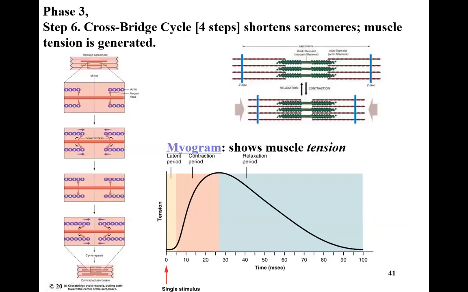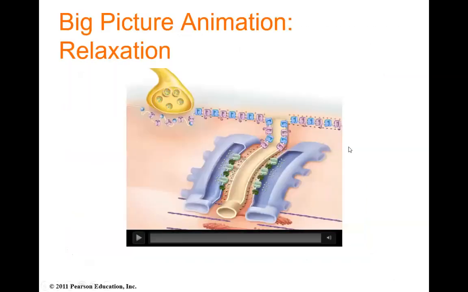Okay, so the actual steps that are physically generating tension, that are physically moving your muscles, is step 6, the cross bridge cycle. So that's the only thing that's actually generating tension in the muscle. That's the only thing that's actually doing the shortening.